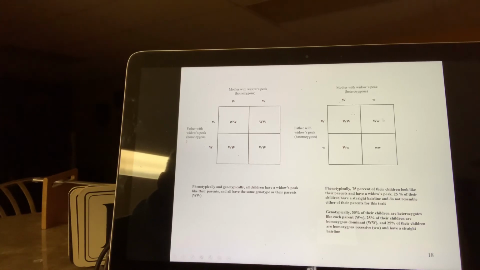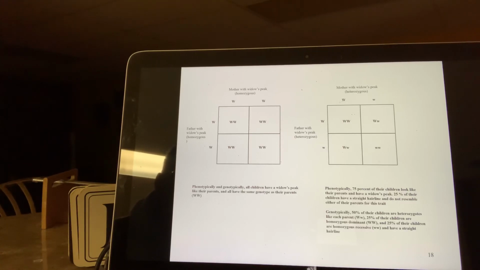You fill out the boxes here, and what you end up with is this box and this box. 2 of the 4 boxes, or 50% of their children, are going to genetically be the same as their parents. They're going to have the same genotype. They're going to be heterozygotes. 25% of their children are going to have a genotype of big W, big W. And 25% are going to have a genotype little w, little w.